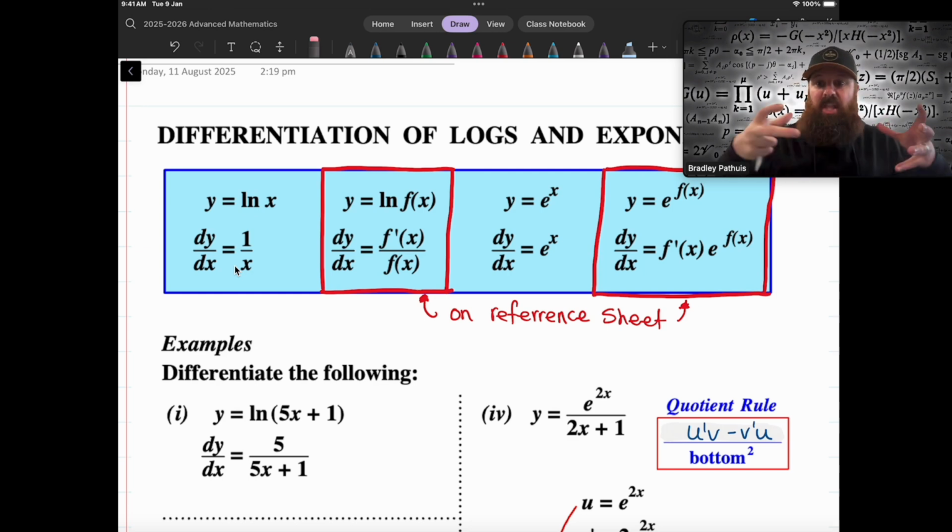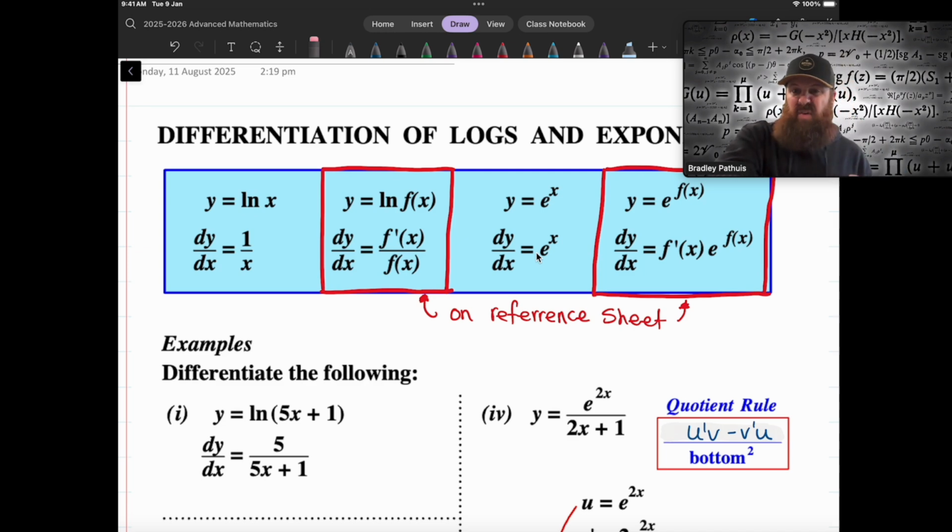And then we can stretch that further to any kind of function. So if I have y equals ln of some function, the derivative of ln of some function is the derivative of the function over the original function. And if we go back to ln of x, the derivative of x is just 1. So the derivative of ln of x follows this pattern. Derivative of x is 1, and then I put the function at the bottom.